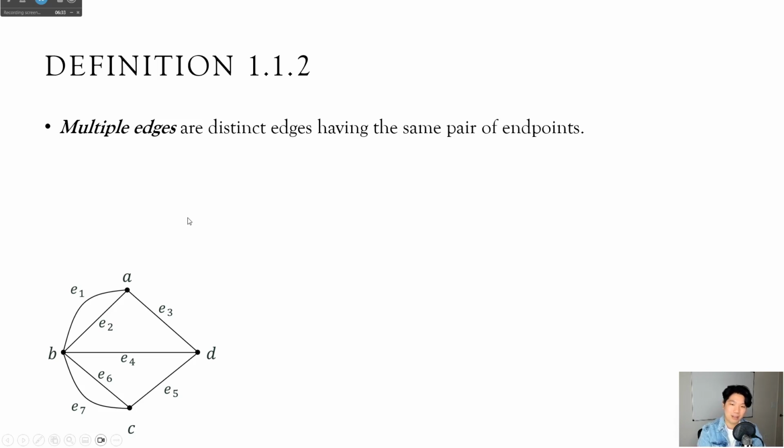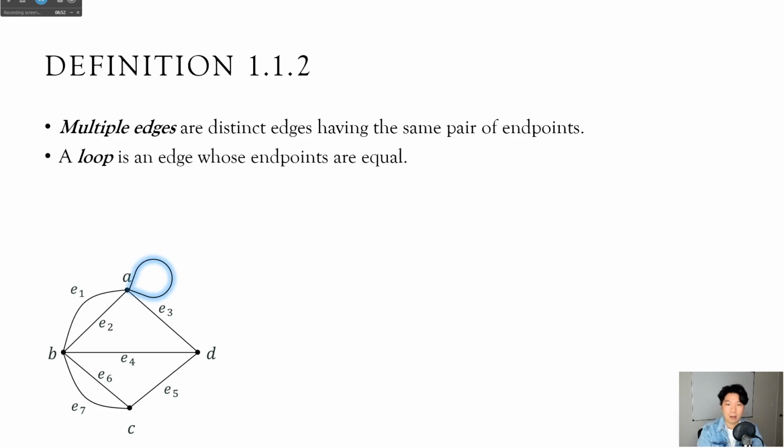The next thing I'm going to mention is, let's look at A. Is it possible that I have an edge that starts at A and also ends at A, such as what I have right here? If I draw a line that starts and ends at the same spot, we call this a loop. So a loop is an edge where the endpoints are equal. Again, I start and end at the same spot.